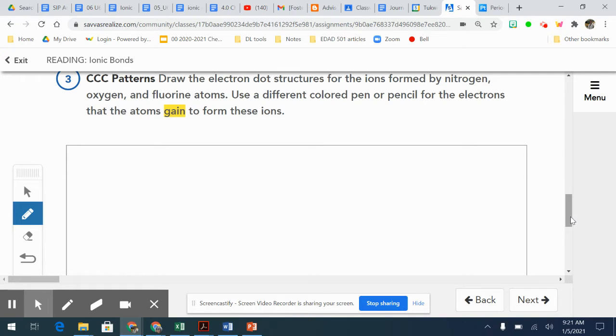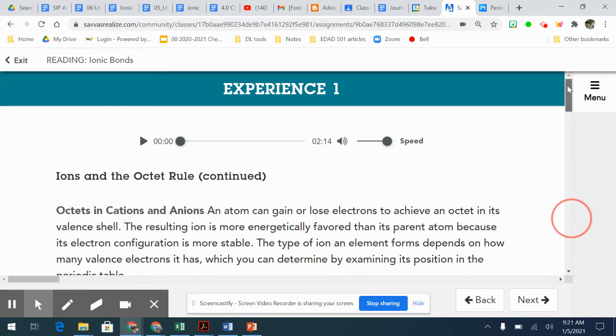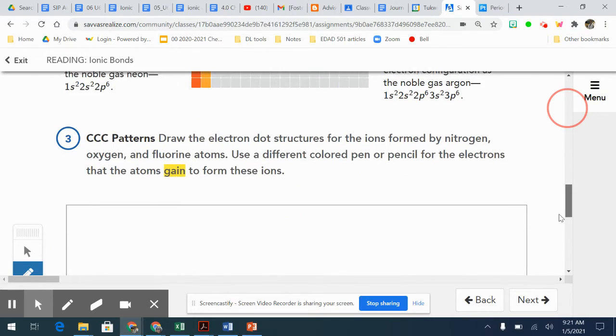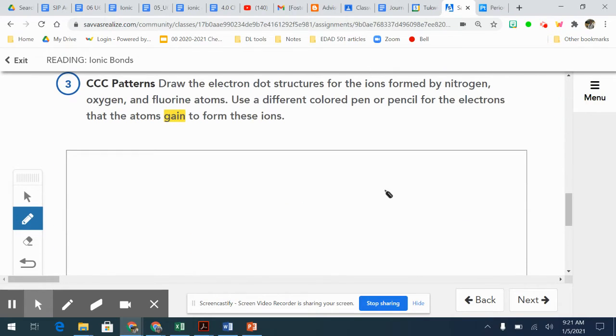The first one on this page, called Ions and Octet Rule Continued, Experience 1. You were supposed to read this yesterday. Right down here at the bottom, it says, draw the electron dot structures for the ions formed by nitrogen, oxygen, and fluorine atoms. Use a different colored pen or pencil for the electrons that the atoms gain to form these ions.